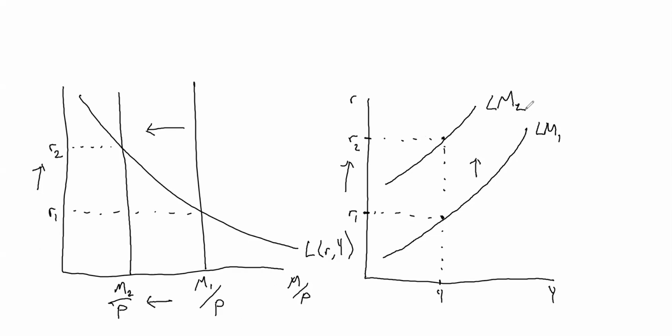And so when the Fed reduced the money supply, that caused the interest rate to increase. Basically, money became more scarce. And when money became more scarce, it shifted this entire LM curve upwards.